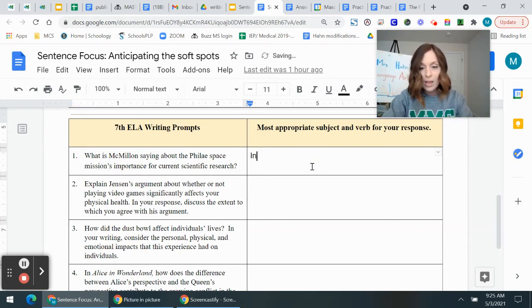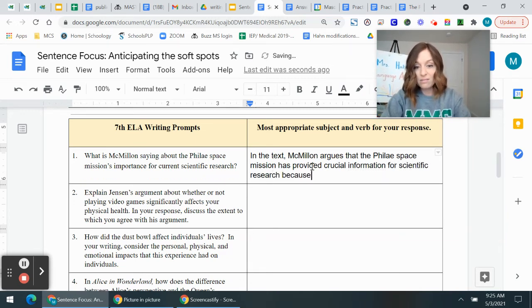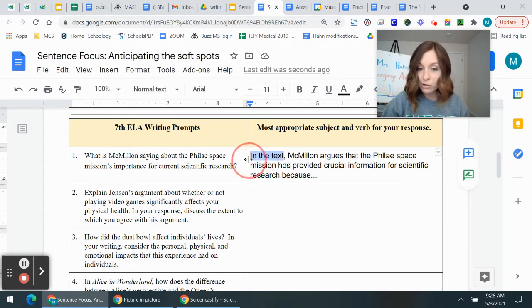So I might say, in the text, McMillan argues that the Philae space mission has provided crucial information for scientific research because. Now, I don't know, I haven't read about it. I don't know what the space mission is about, but I want you to practice the tips. So in the text, that's my background information. Here's my subject, McMillan, and here's my verb, argues. And then I just use the rest of the prompt here.